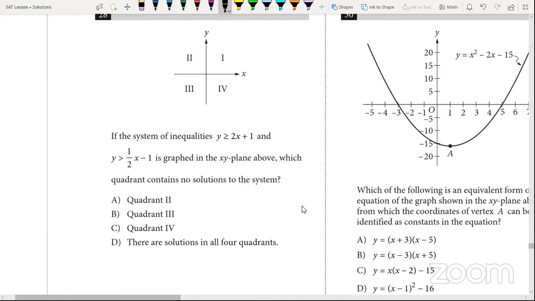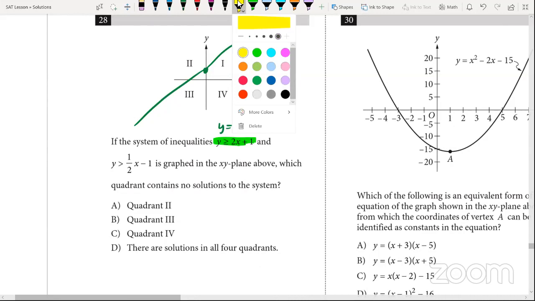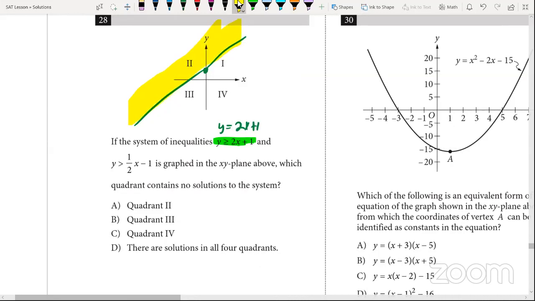The system of inequalities is graphed in the XY plane above for number 28. Which quadrant contains none of the solutions? So if we consider this green one here, that's very similar to the line y equals 2x plus 1. That would have a y-intercept of 1 and a positive slope. It's a solid line because it's greater than or equal to. And because it's the greater than in general, we're going to go ahead and shade above it.